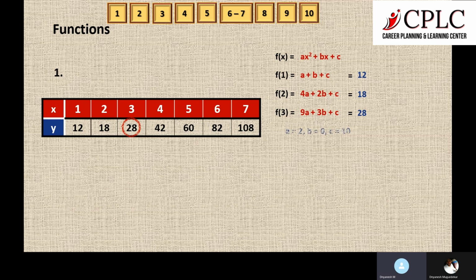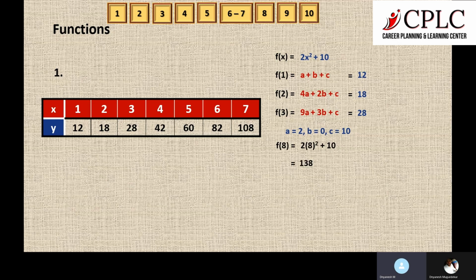When you get the values of a, b, c, which turn out to be 2, 0 and 10 respectively, substitute that back in the original expression and you get the original function. So the original function is 2x square plus 10, that is your original function. Now, once you get the original function, calculating what we need is not difficult at all. In this expression, we'll have to substitute x as 8 and x as 100.